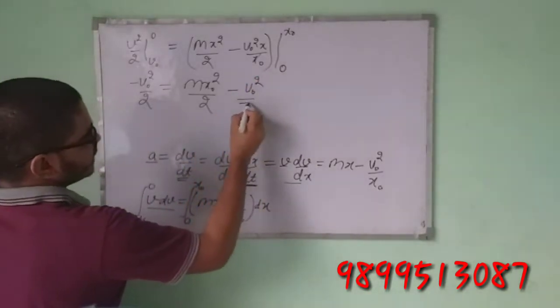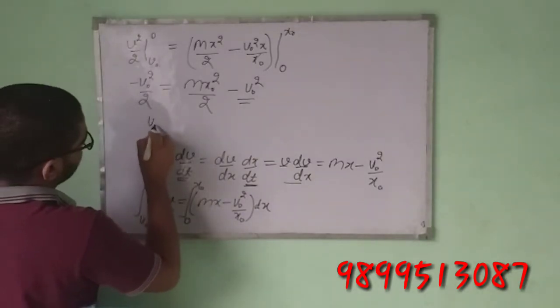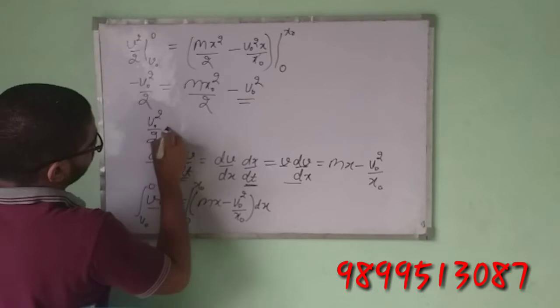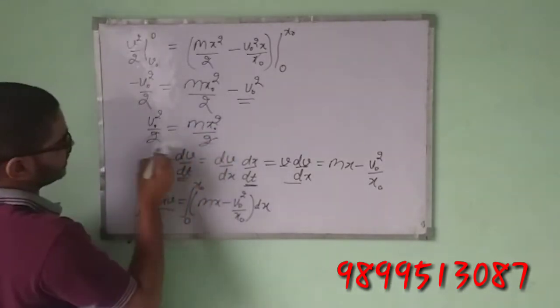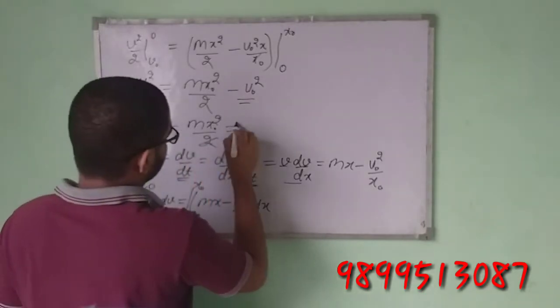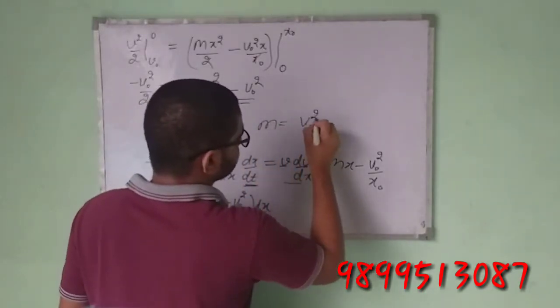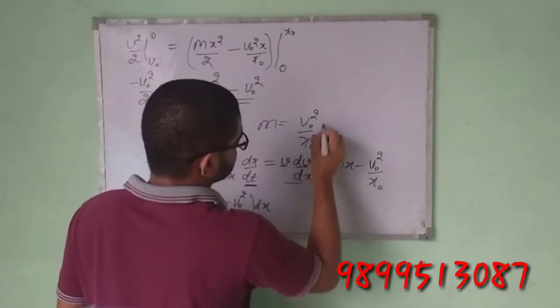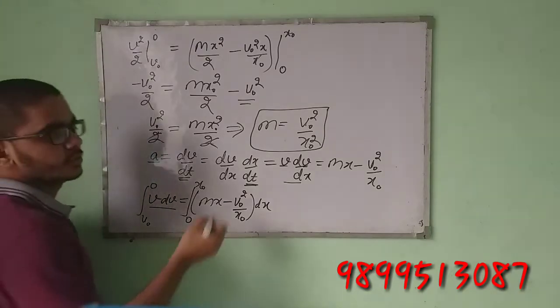I can take this v naught to the left, and it turns out to be v naught square by 2 is equal to m x naught square by 2. 2 is cancelled by 2, so m turns out to be v naught square over x naught square. This is what we have to find in this numeric.